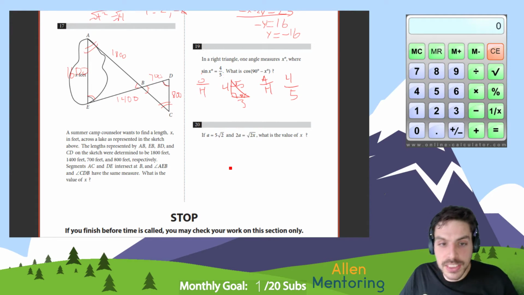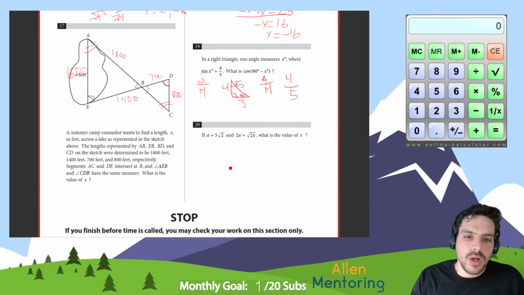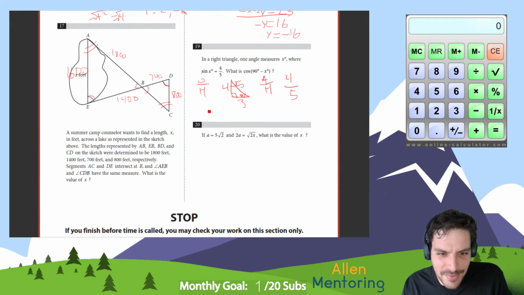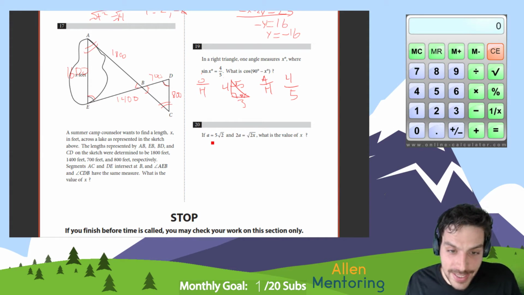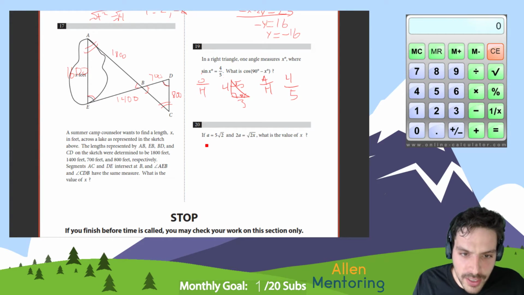So if A is equal to 5 root 2 and 2A is equal to root 2x, what is the value of x? Well, similar to one of the problems we did before, they're asking you to modify your original equation into a form that they're asking for. So they're giving us A, but they're asking for 2A. So how do we turn this A into 2A? Well, we multiply it by 2, right?